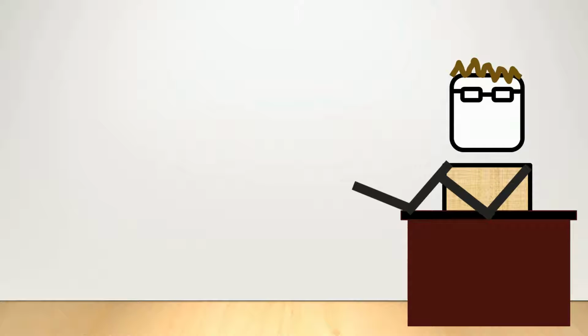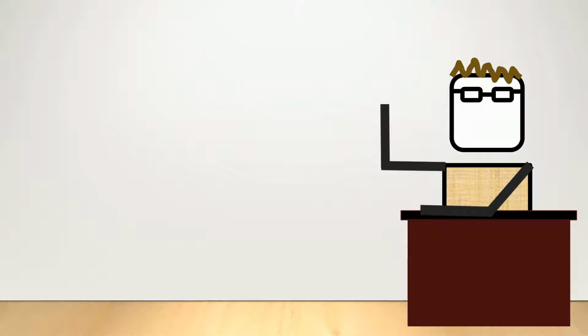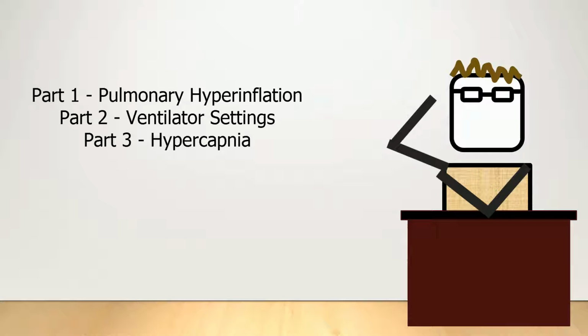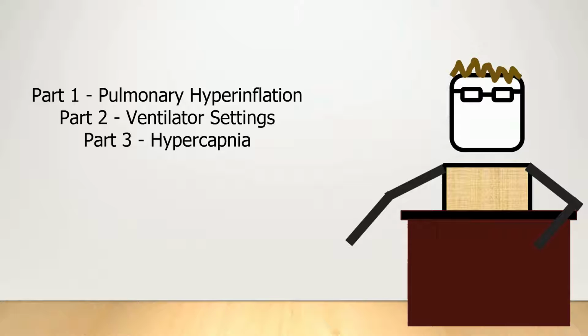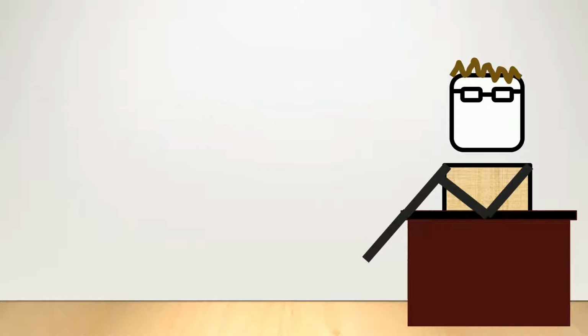In this chapter, we're going to cover the aspects of ventilating patients with severe asthma. This chapter will be broken into three parts in order to go into more detail on specific aspects of ventilating this patient population, as well as to more fully explain the underlying pathophysiology. First, we're going to talk about pulmonary hyperinflation.